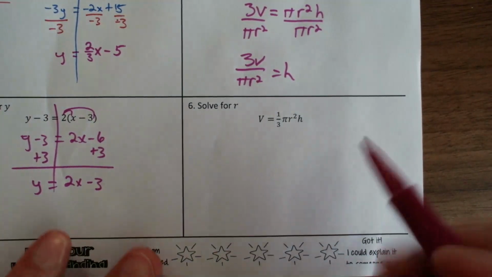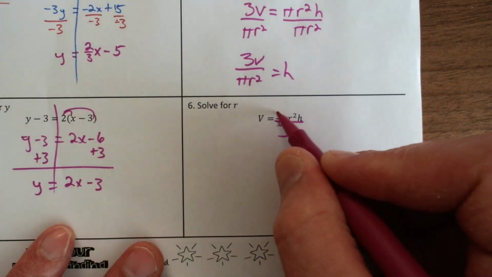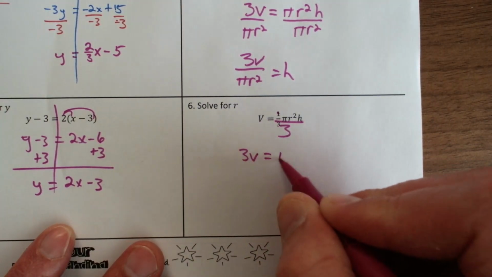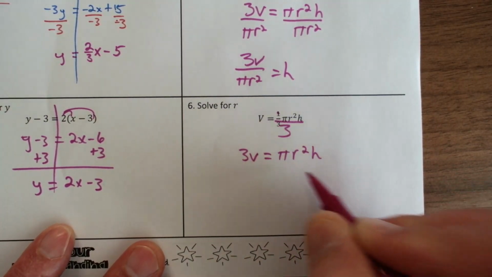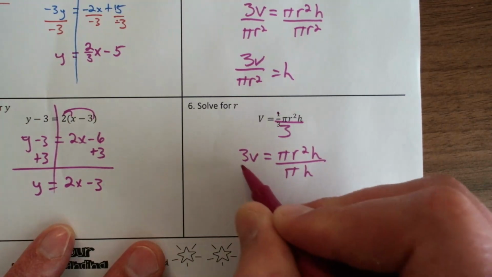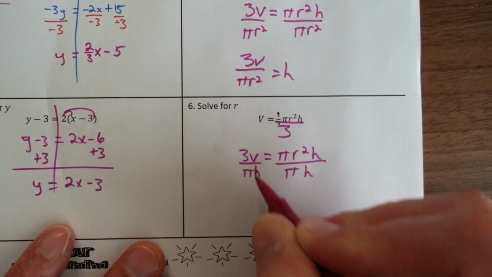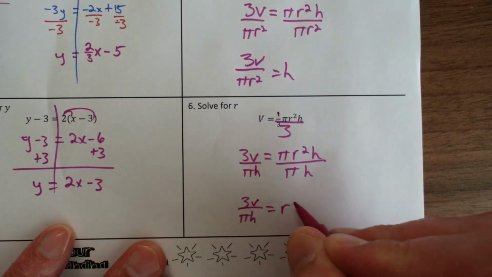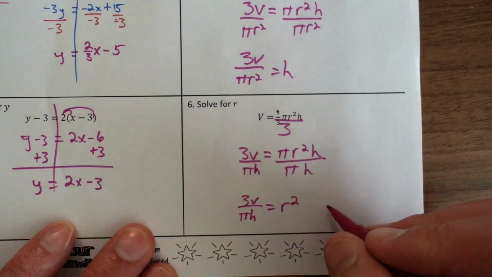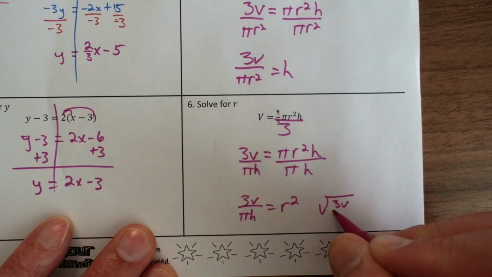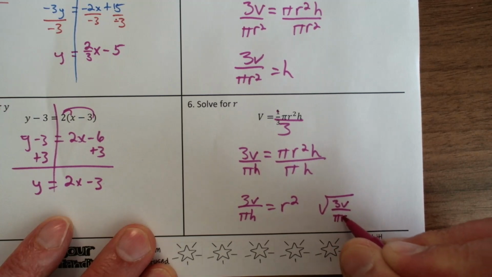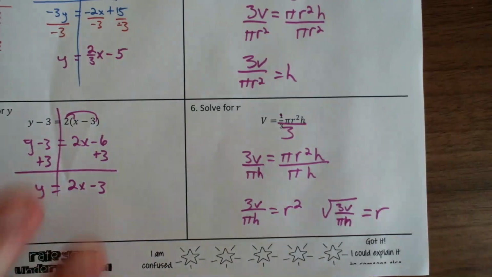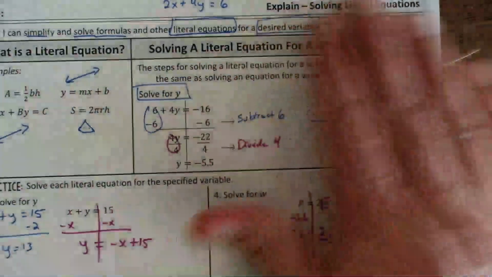Last one, for r, again, I'm going to change it to over 3. So I'm going to multiply by 3 on both sides. Pi r squared times h. I'm going to get rid of pi and h this time. And I get 3v over pi h equals r squared. And the opposite of squaring is square rooting. So 3v over pi h, all under the square root, which we're going to talk a lot more about this spring. All right, and that's our notes for solving literal equations.